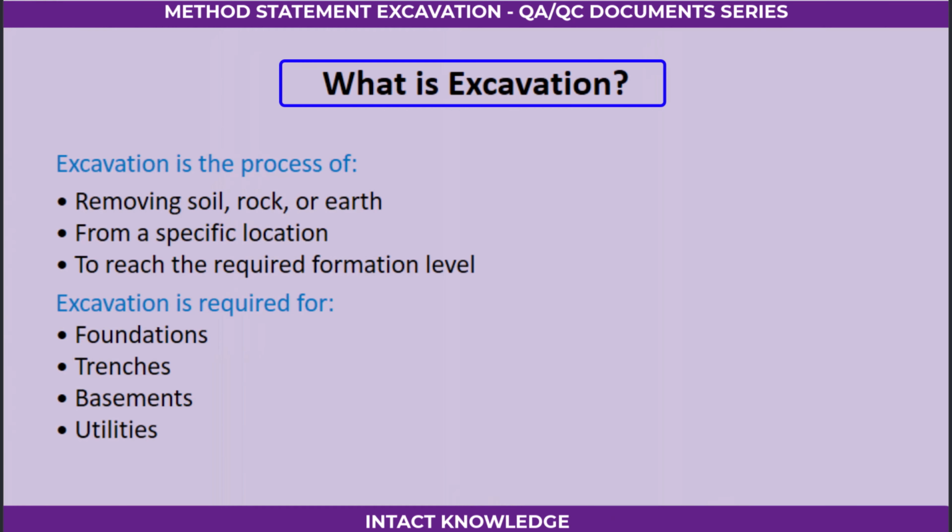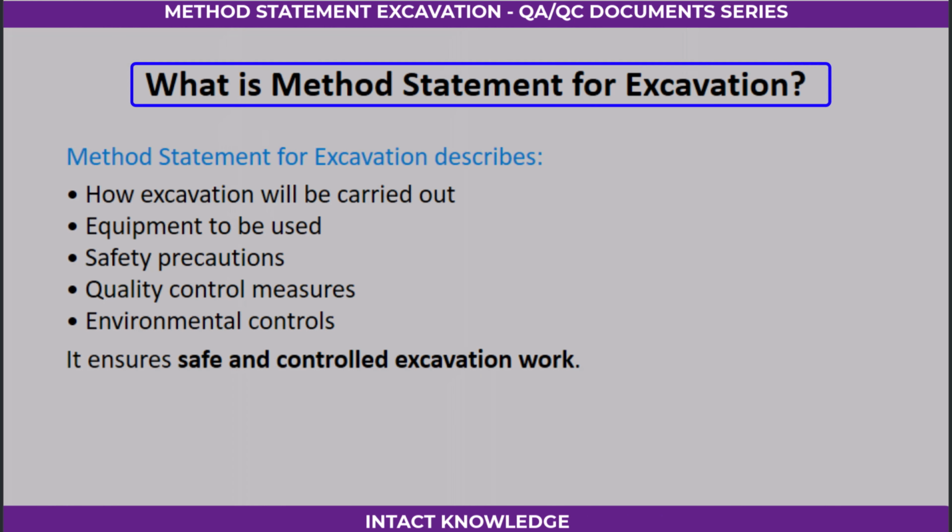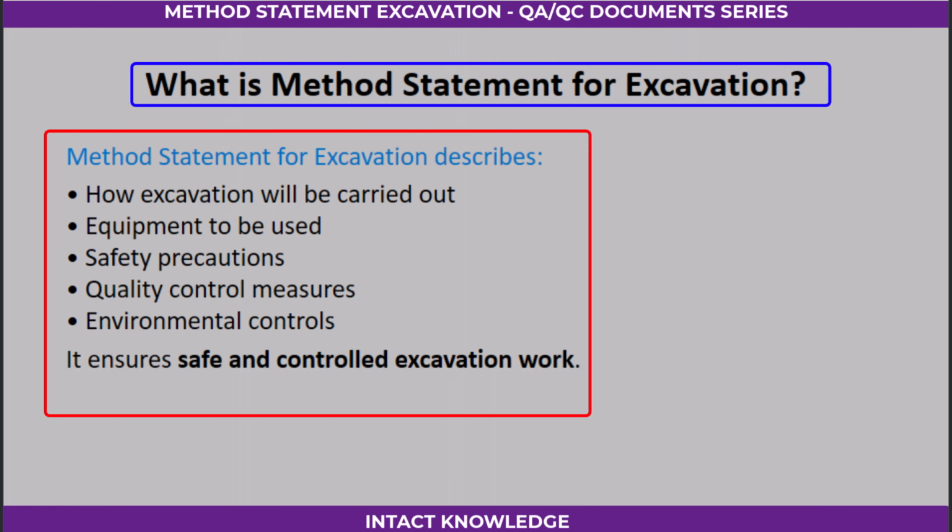What is excavation? Excavation is the process of removing soil, rock, or earth from a specific location to reach the required formation level. Excavation is required for foundations, trenches, basements, utilities. What is a method statement for excavation? A method statement for excavation describes how excavation will be carried out, equipment to be used, safety precautions, quality control measures, and environmental controls. It ensures safe and controlled excavation work.